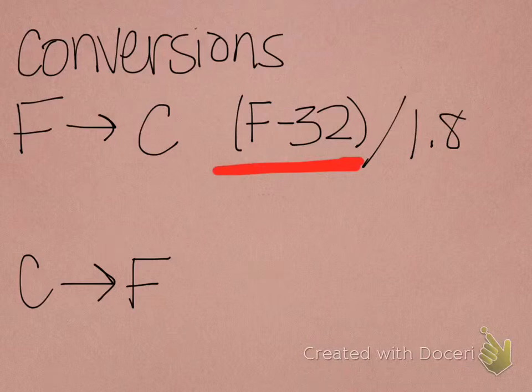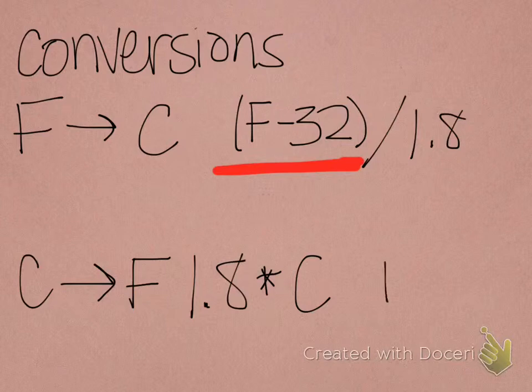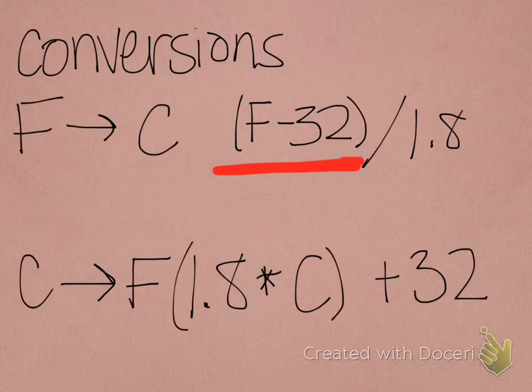Now from Celsius to Fahrenheit, you're just going the opposite direction. So you're going to have 1.8 and you're going to multiply that by your Celsius term. And then you're going to add 32. This equation, you don't really have to worry about anything in your order of operations. If you want to use parentheses, feel free. It's a great habit to get into.